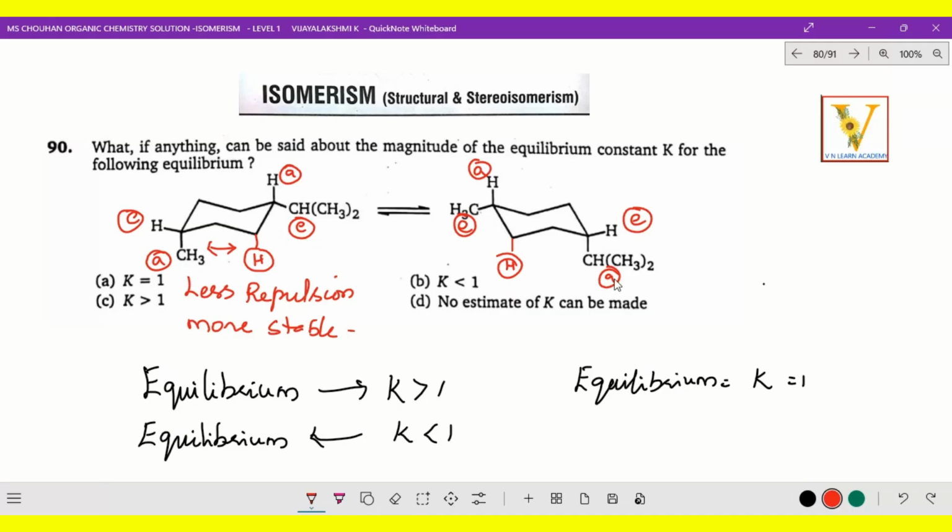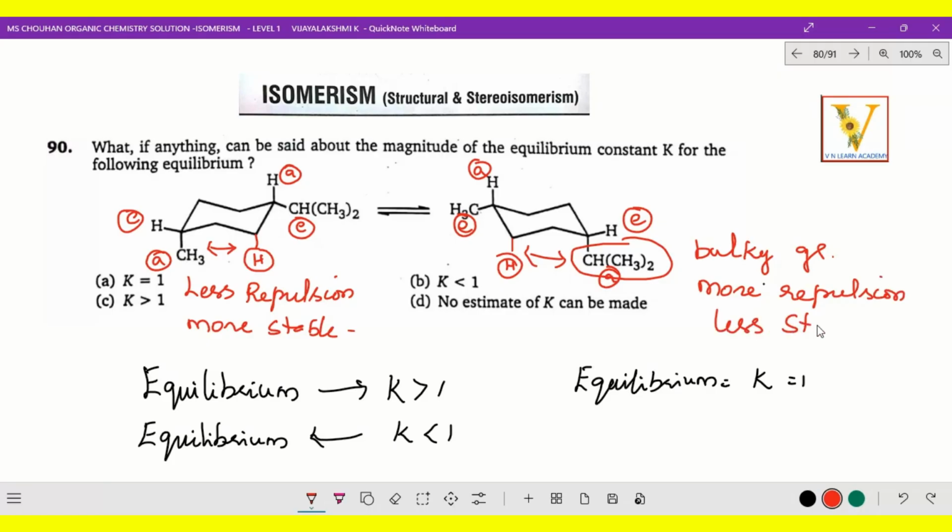Now when you're talking about this point here, this point actually has a bulky group, and here also hydrogen is there. So in this point here, a bulky group is there, which means more repulsion will be there. So more repulsion means less stable. So less stable means backward reaction. So backward reaction means K is lesser than 1. K is lesser than 1. B is the correct option.